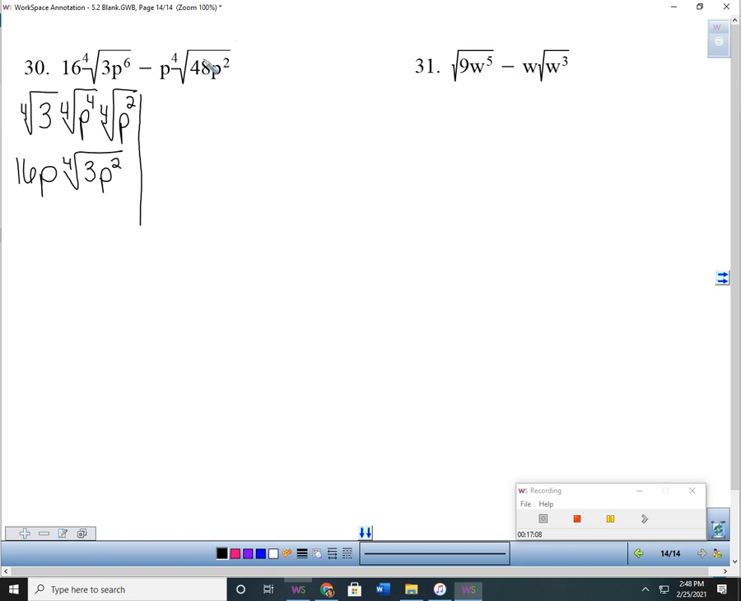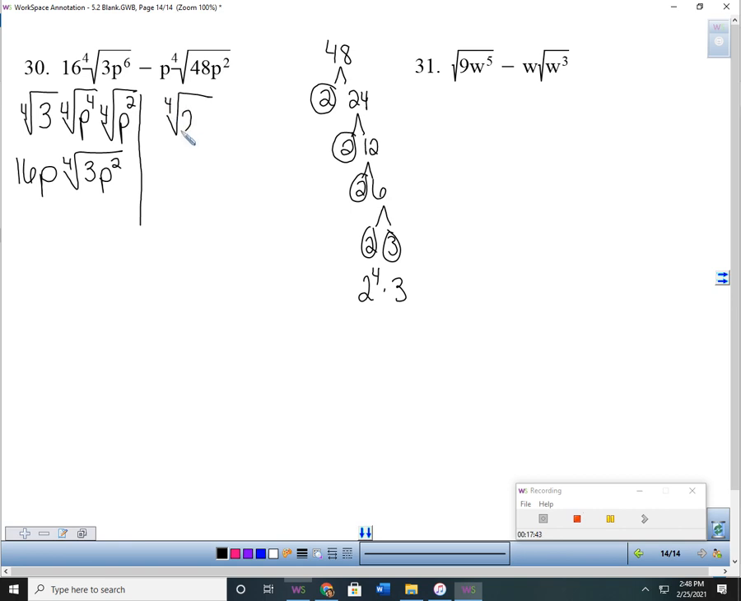So on this side, we're going to have to do a factor tree for our 48. So we have 2 and 24, 2 and 12, 2 and 6, and 2 and 3. So that gives me 2 to the fourth. There's my perfect fourth, right? And a 3. So I have the fourth root of 2 to the fourth, and then the fourth root of 3.